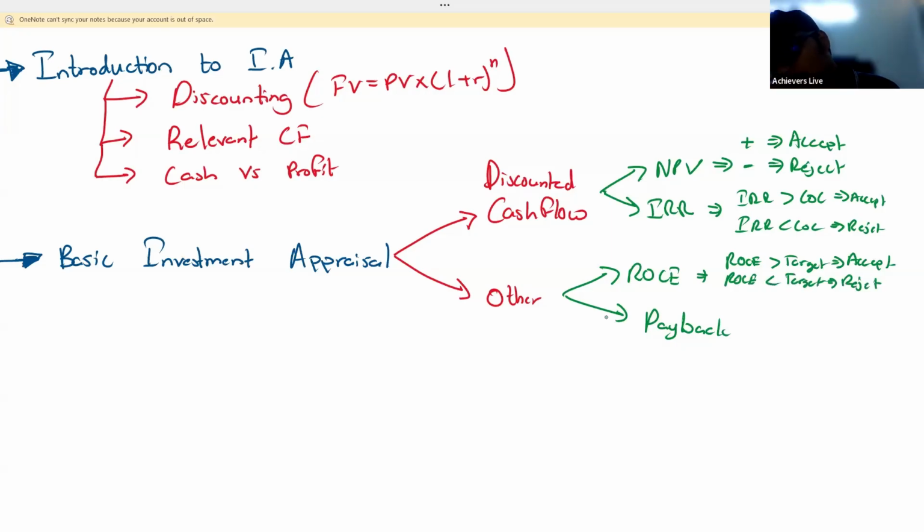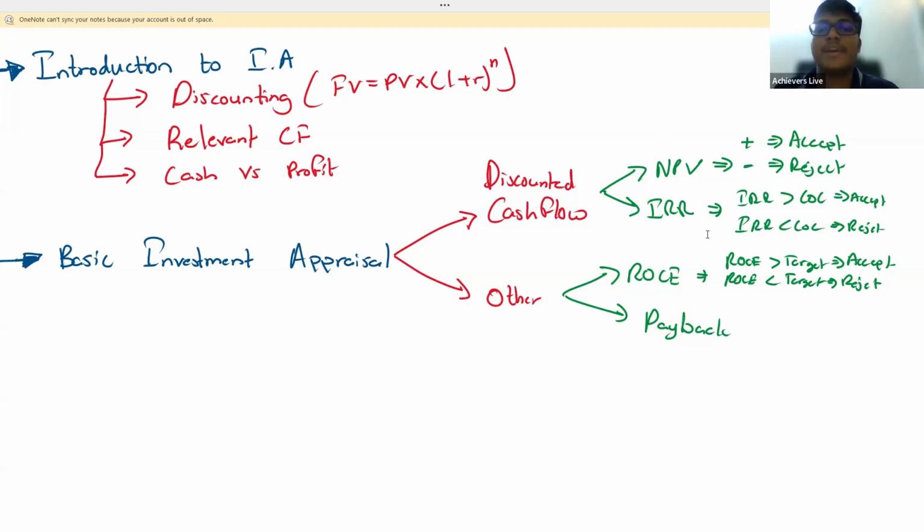Reject. Final method, payback period. What is payback period? It is measuring how long it is taking for you to recover the initial investment. That is payback period.